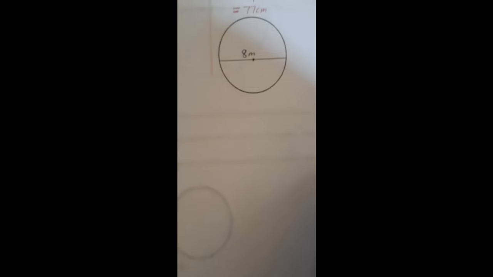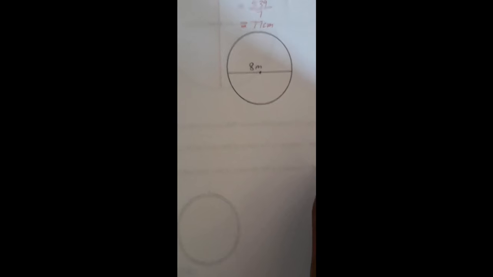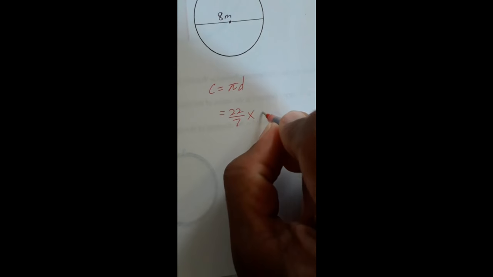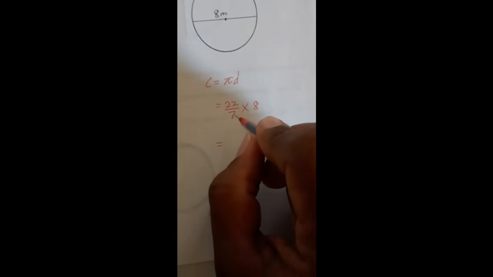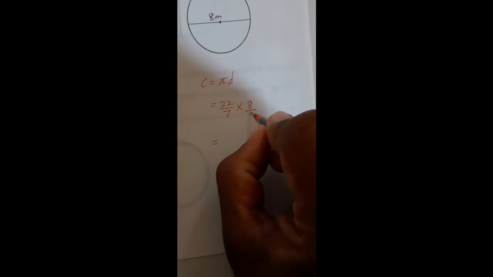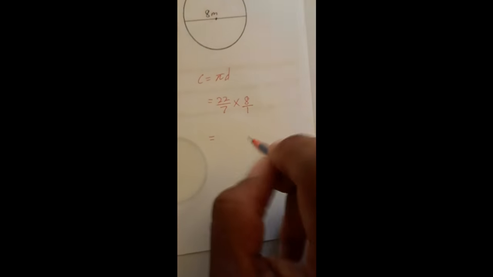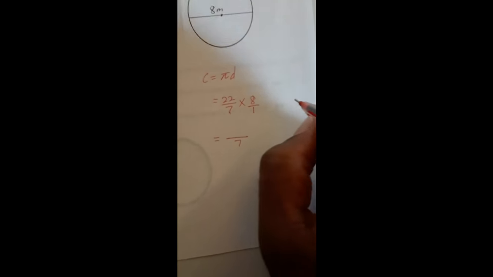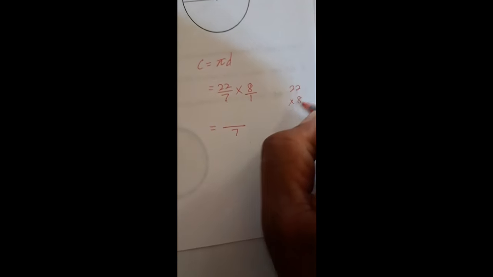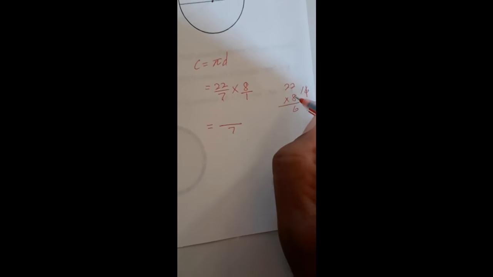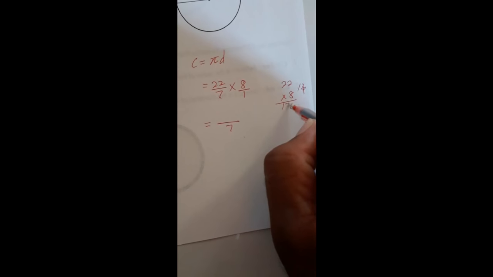Okay, one more problem on example 1. So here again, we are given the diameter. C equals pi d. Pi will be 22 over 7 times the diameter, which is 8. Okay, we know that we cannot cancel the 7 and the 8. So what we'll do, we'll multiply. Let us make this as a fraction. Let us multiply 22 times 8. And then let us multiply 7 times 1. Well, 7 times 1 will give us 7. Okay, let me see. 22 times 8. 8 2s 16. 8 2s 16 plus 1 is 17. So we'll get 176.